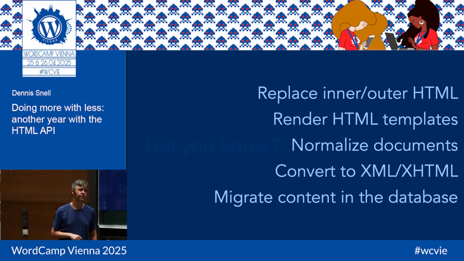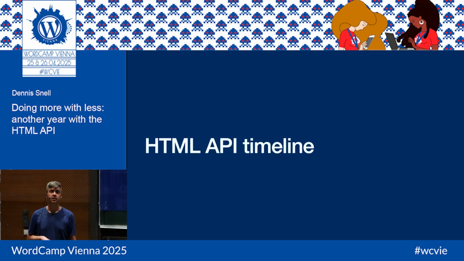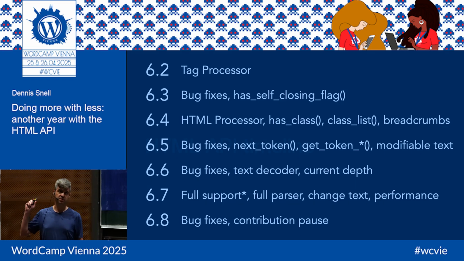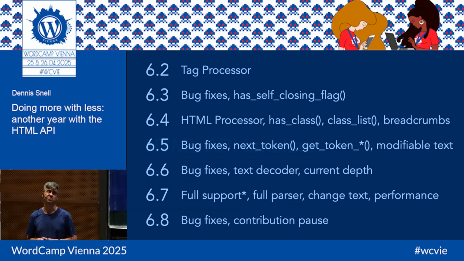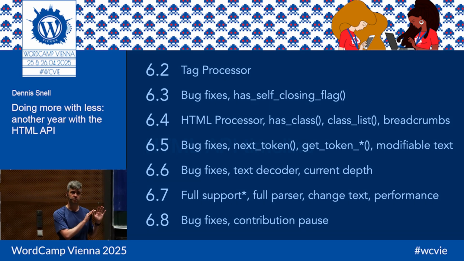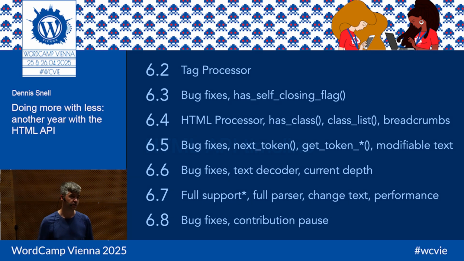Quick review of the development of the HTML API. It was first introduced in WordPress 6.2, and we've been adding features and functionality to it ever since. Obviously, as many are aware, Automattic paused contributions to WordPress core recently, so WordPress 6.8 doesn't have that much activity in it, just some lingering work. But we got enough in there before the pause that pretty much everything that you'd want to do, you can do with a few trade-offs.